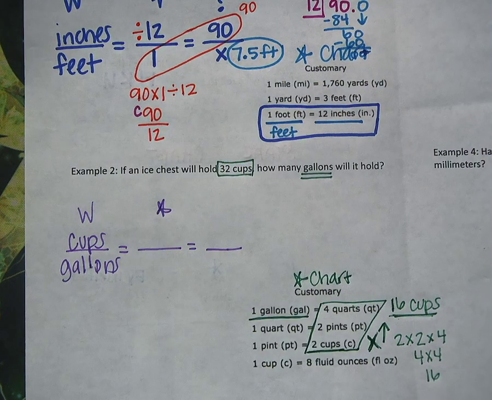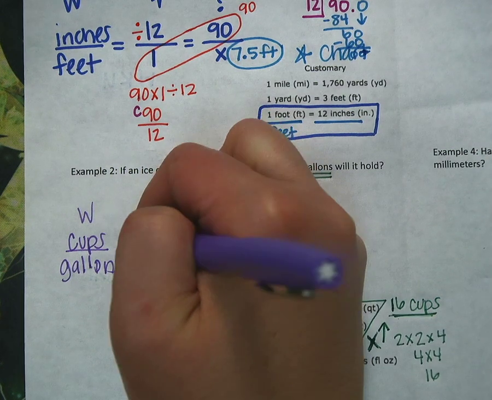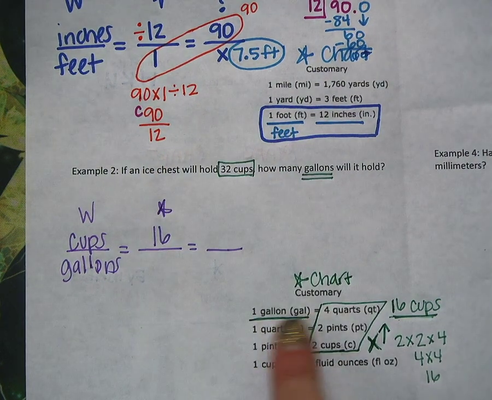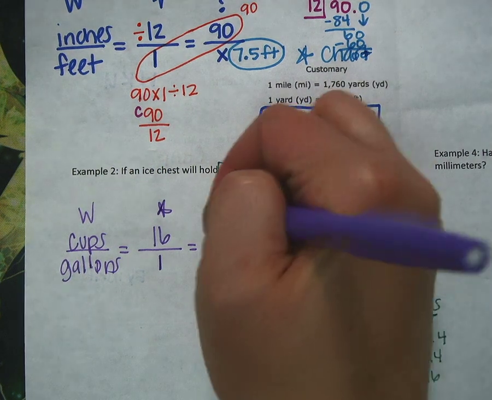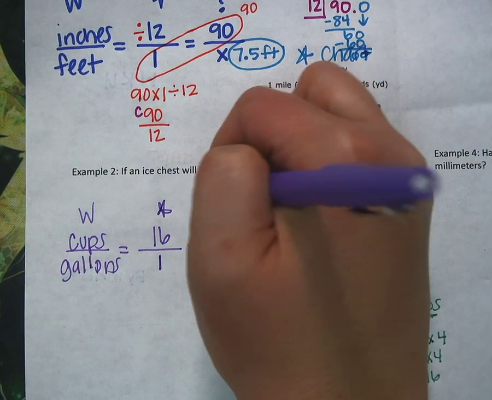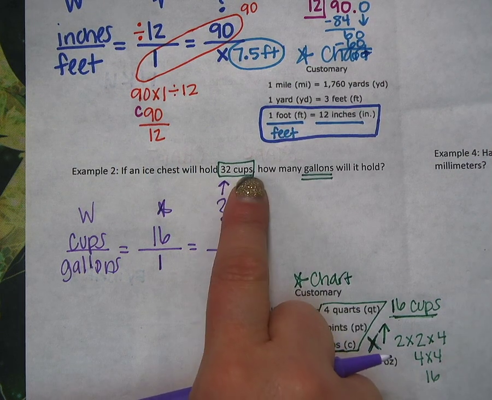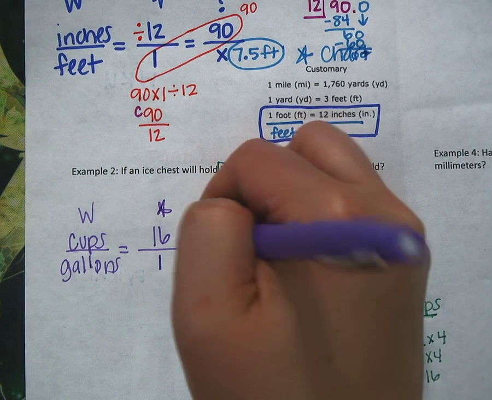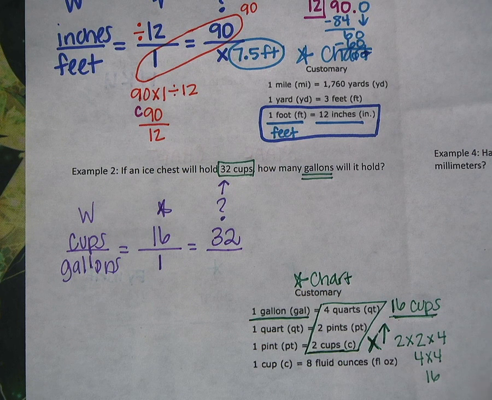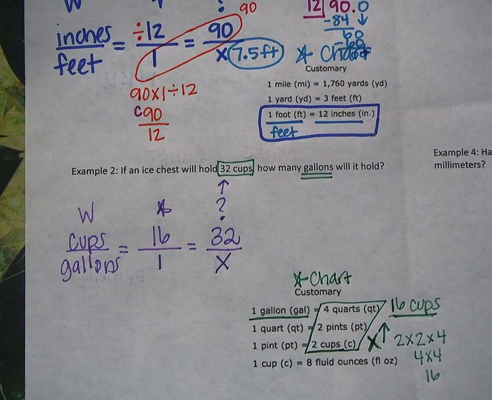That was a really ugly star, sorry. So cups, how many? 16. Gallons, how many? 1. Okay, and then the question is that number that's by itself, which is 32. 32 what? 32 cups. So I find cups, and I write my 32, and I put my X for my missing number. Again, from there, we're just gonna cross multiply.